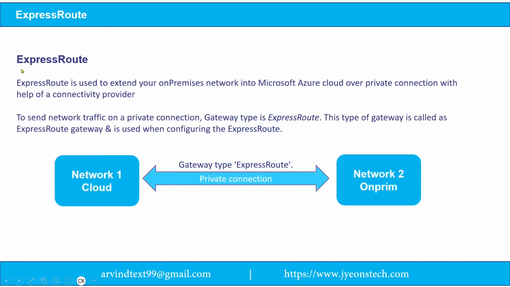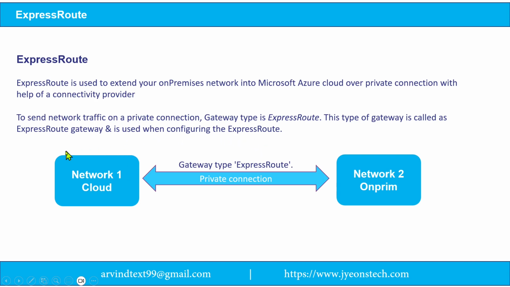Next is ExpressRoute. So what is ExpressRoute? ExpressRoute is used to extend your on-premises network into the Microsoft Azure cloud over a private connection with the help of a connectivity provider. To send the network traffic over a private connection, the gateway type ExpressRoute is used. This type of gateway is called an ExpressRoute gateway and is used to configure the ExpressRoute.